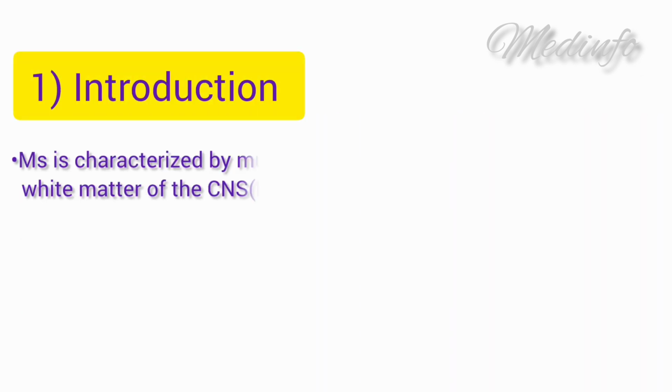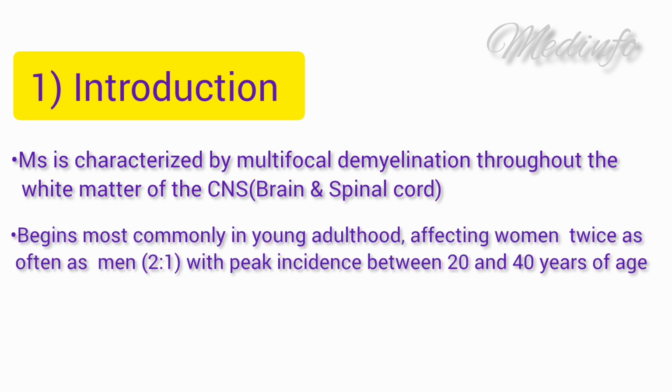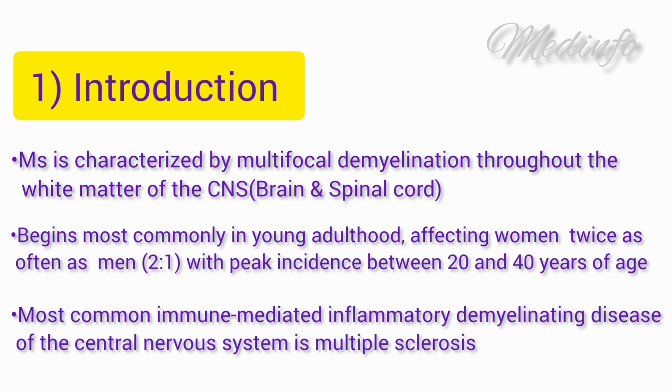Firstly, introduction. Multiple sclerosis is characterized by multifocal demyelination throughout the white matter of the central nervous system, which includes the brain and spinal cord. It begins most commonly in young adulthood, affecting women twice as often as men, with peak incidence between 20 and 40 years of age. Multiple sclerosis is the most common immune-mediated inflammatory demyelinating disease of the central nervous system.